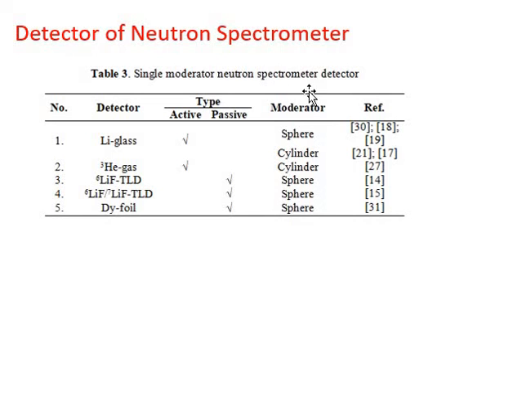And this table shows the use of active and passive neutron detectors in the development of a single moderator neutron spectrometer. The most widely used detectors are lithium, then helium-3 and dysprosium. This table shows that there are still many unused neutron detectors.